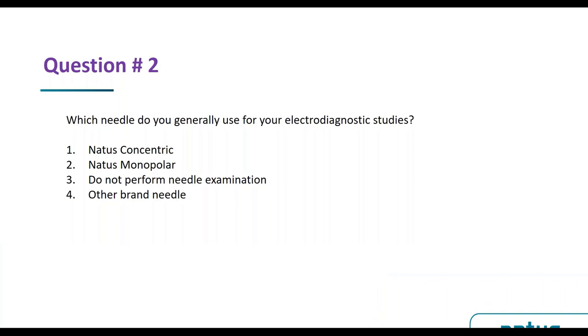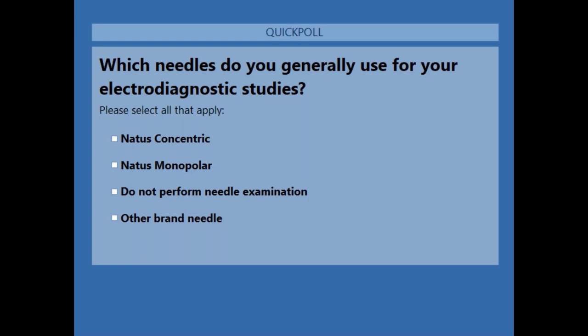But before that, I would like to ask you a question about what needle type do you generally use for your electrodiagnostic studies? Natus concentric, Natus monopolar, or perhaps you do not perform needle EMG examination or other brand of needle. Okay, so I misspoke. You have to be in full screen mode in order to answer these questions. So I'd like to clarify that. So here I'll launch the question and we'll have a response from the audience.